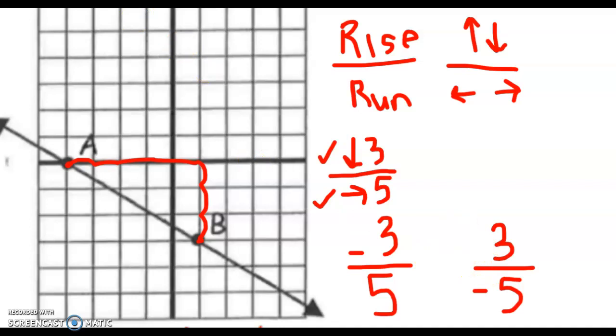If I were going to do this slope with the negative attached to the 5, that's telling me how I'm getting from point B to point A. If I rise, go up 3, and then if I go to the left 5, that will bring me from point B to point A.